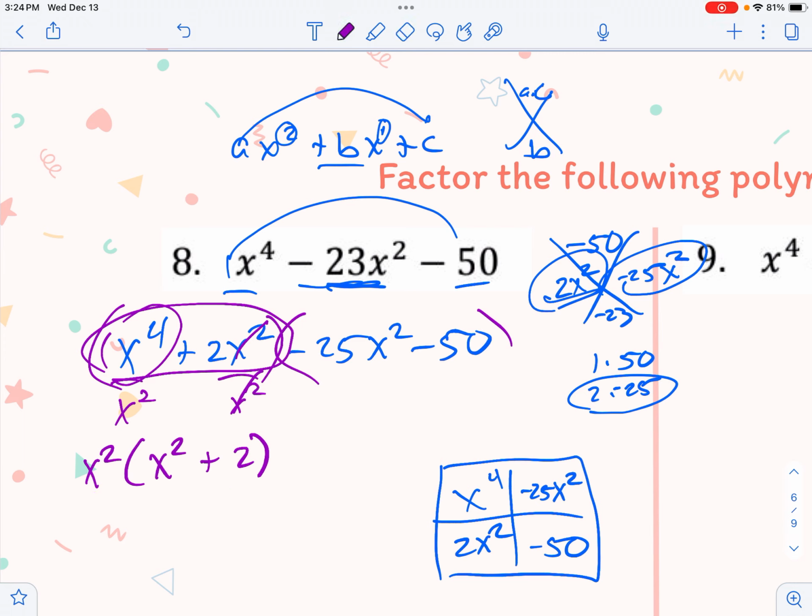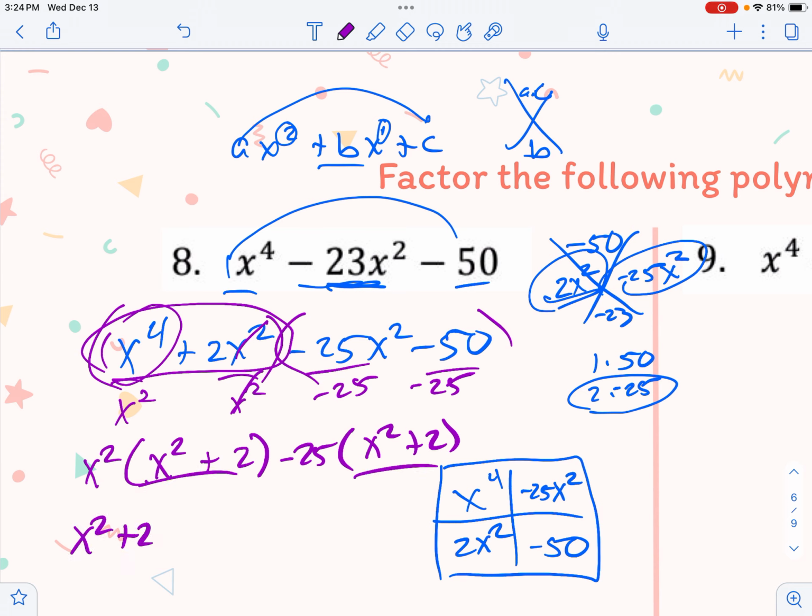Anyway, negative 25x squared, negative 50, I'm going to take out a negative. They're both divisible by negative 25. So minus 25 times x squared looks like plus 2. These two are the same, x squared plus 2. These two factors make up one. What you took out is the other factor, x squared minus 25.